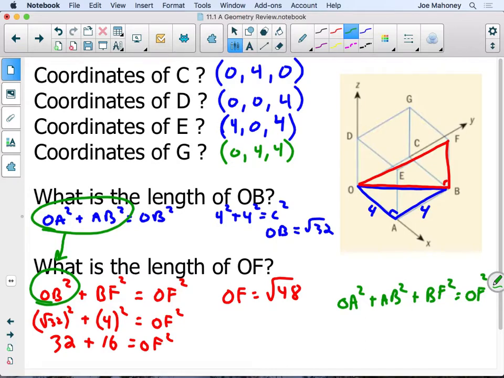And what you might remember from last year, or from your geometry class, is that the distance formula is really a Pythagorean theorem. So if you take the square root of both sides of this, we're going to get that segment OF equals the big old square root of all of that stuff. Okay, so that's going to lead us into some three-dimensional geometry here.